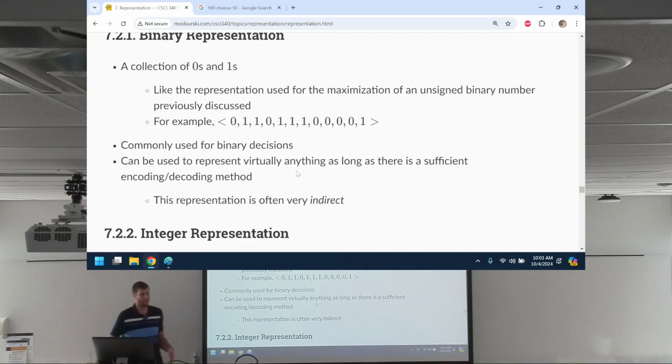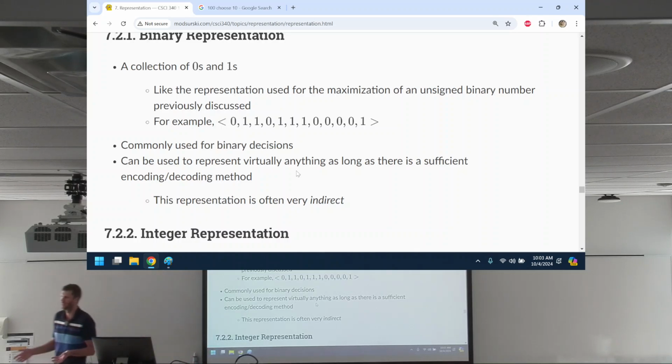If you think of the picture, all this information on the screen is a 0 and a 1, or really a low voltage and a high voltage inside your computer. So that's clearly a rather indirect representation. It's almost like it's hard to get even more indirect.